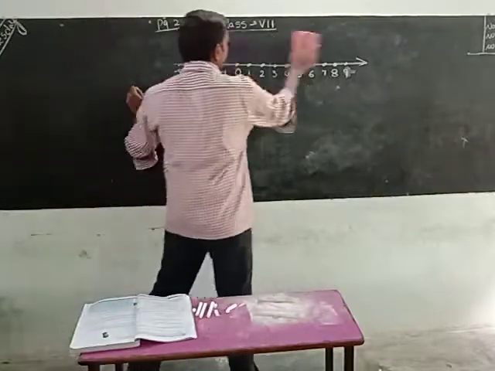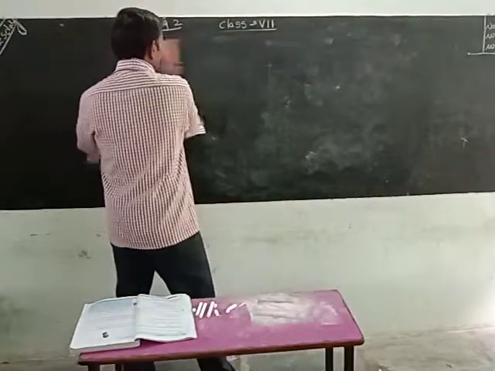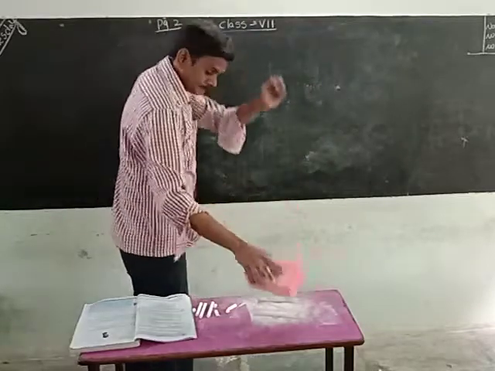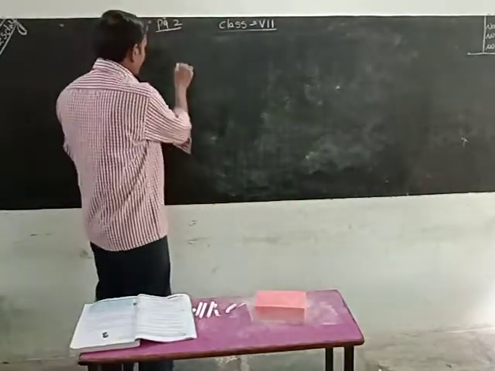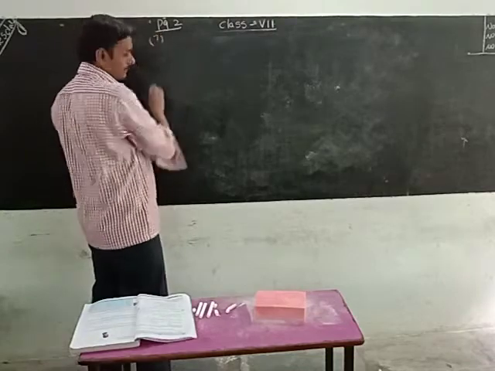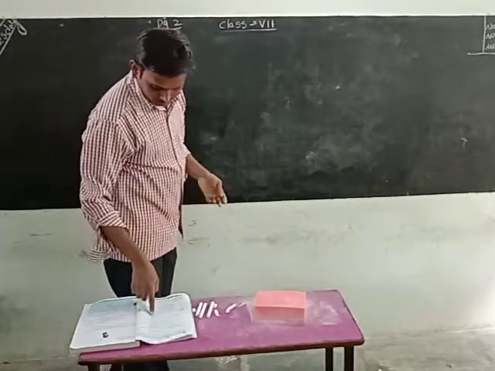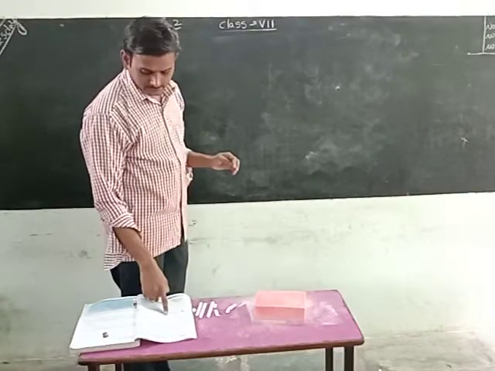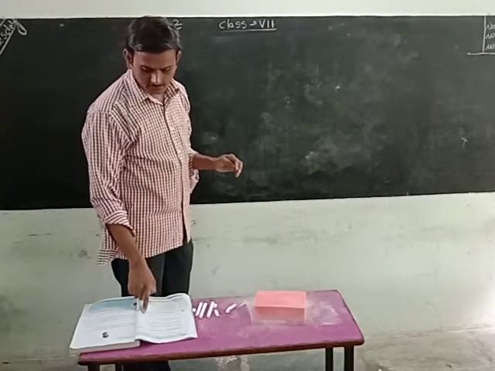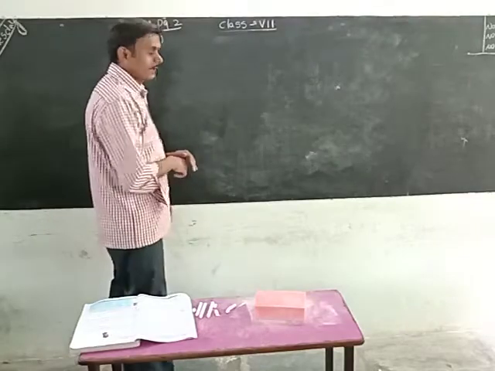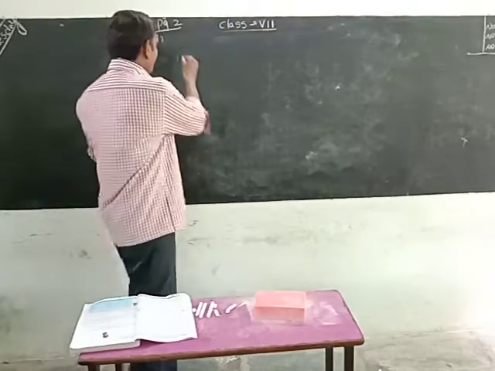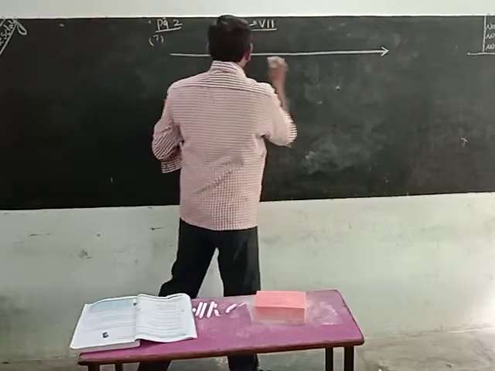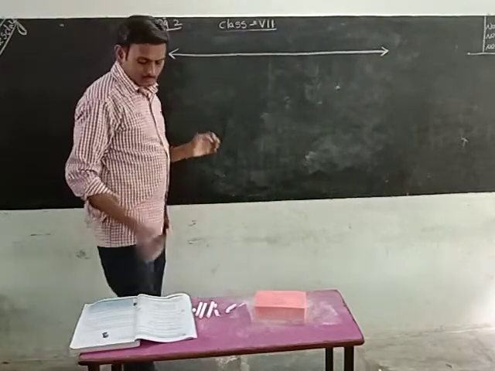Seventh Roman. Find the temperature of 5 cities. The temperatures of 5 cities in India on a particular day are shown on the number line. Okay, here one number line is given. On that number line, 5 cities' temperatures are given.